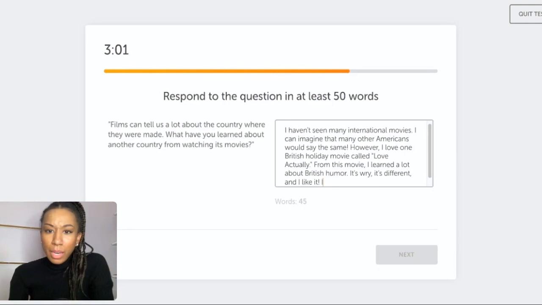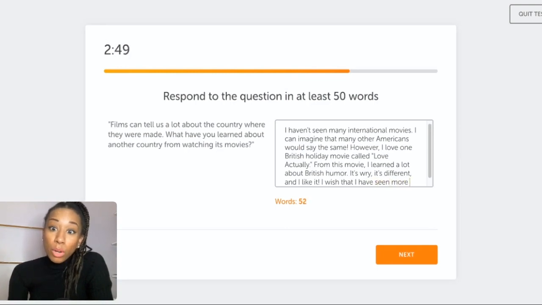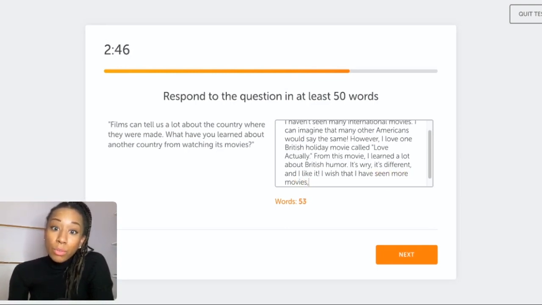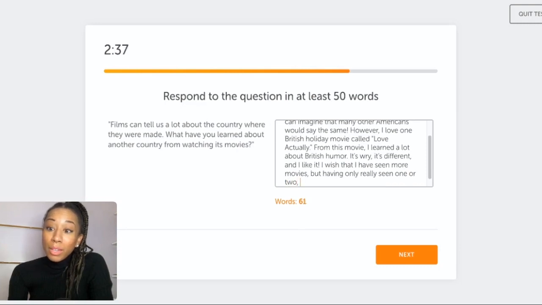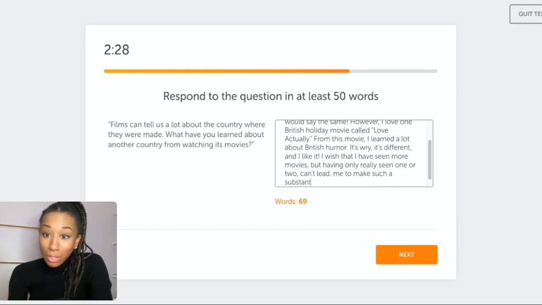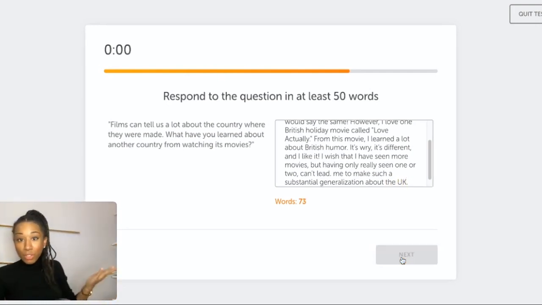I wish that I had seen more movies. But having only really seen one or two can't lead me to make such a substantial generalization about the UK. That's my honest, real answer.